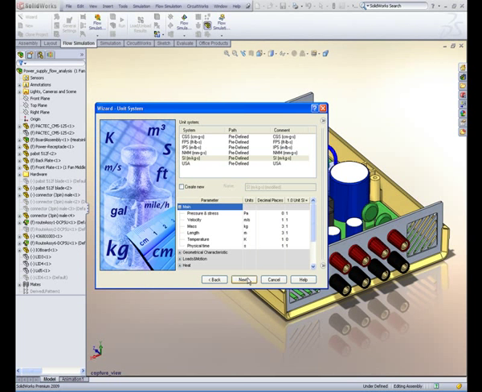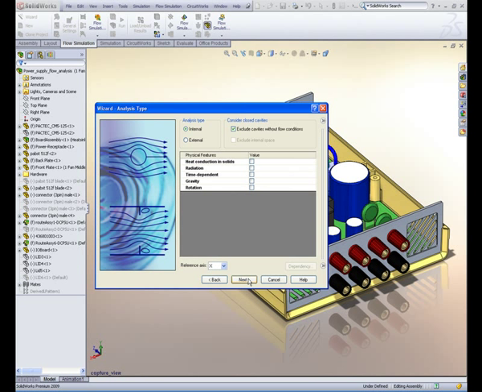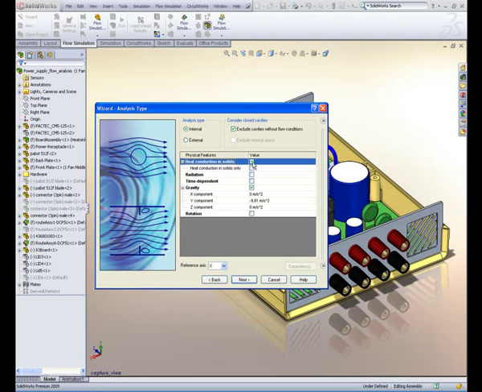Next, we define the unit system we wish to work in, and then the physical flow phenomena that are important to us. For this kind of application, the flow will be internal to our model. We will choose to include the effects of gravity on our gas flow. And because our focus is to understand the cooling effect on our model, we should include heat conduction in solids. This will automatically consider the transfer of heat in the solid parts that come into contact with the fluid flow.